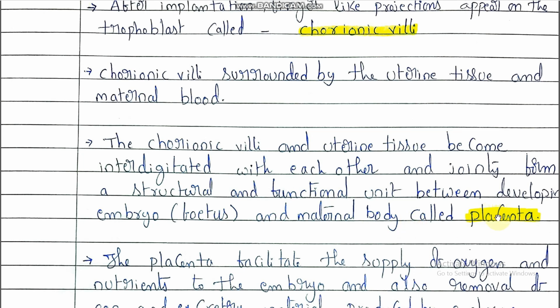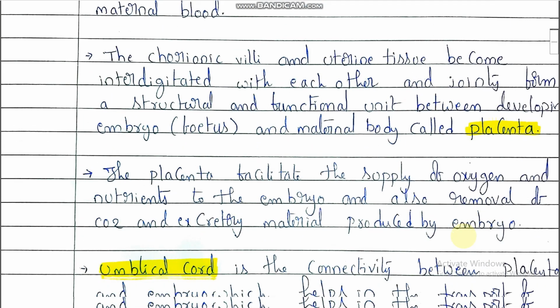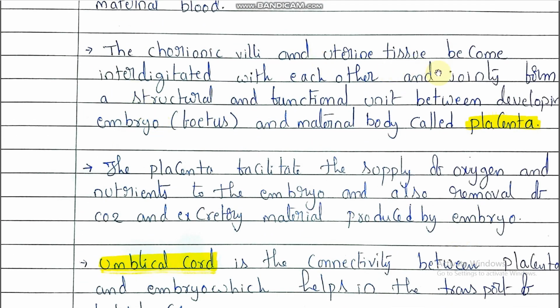So how does placenta formation take place? The chorionic villi and the uterine tissue become interdigitated with each other and jointly form a structural and functional unit between the developing embryo, that is the fetus, and the maternal body, called the placenta. So the placenta is the connection between the developing embryo or fetus and the mother's body.